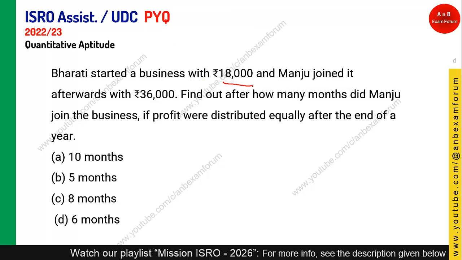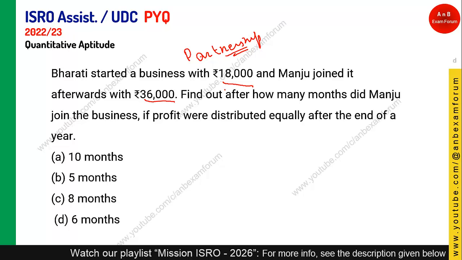Bharti started a business with 18,000 rupees and Manju joined it afterward with 36,000 rupees. Find out after how many months Manju joined the business if profit were equally distributed at the end of the year. So student, this is again a new chapter that they have introduced in recent years, that is partnership. A very simple one.